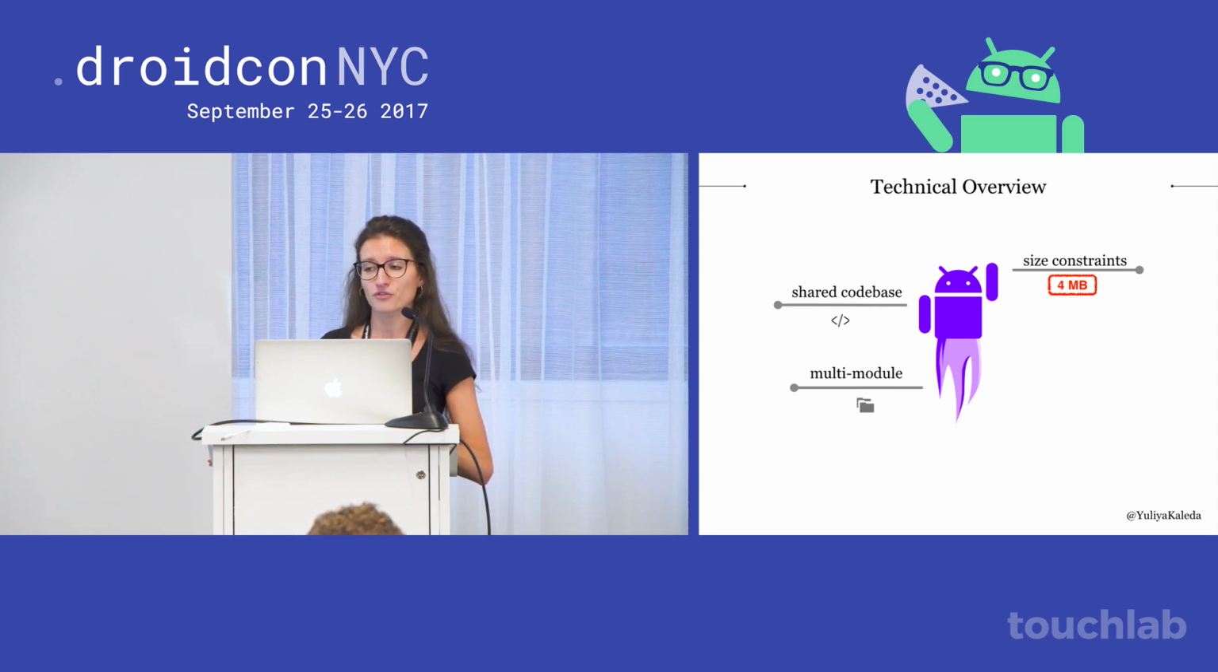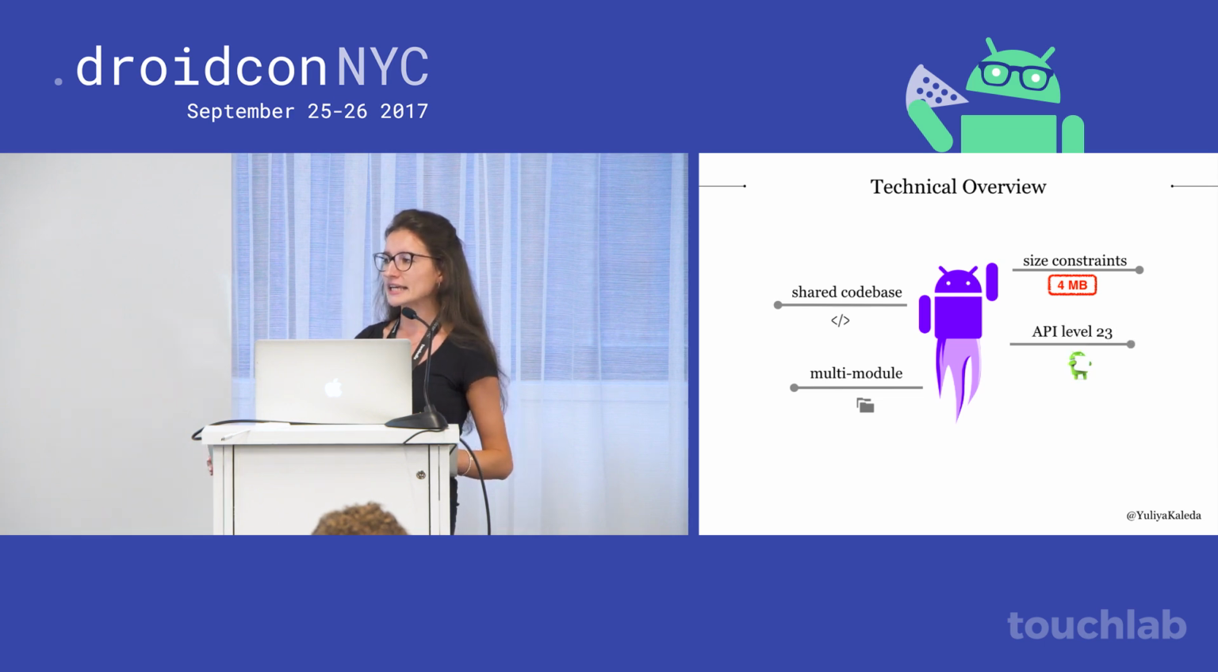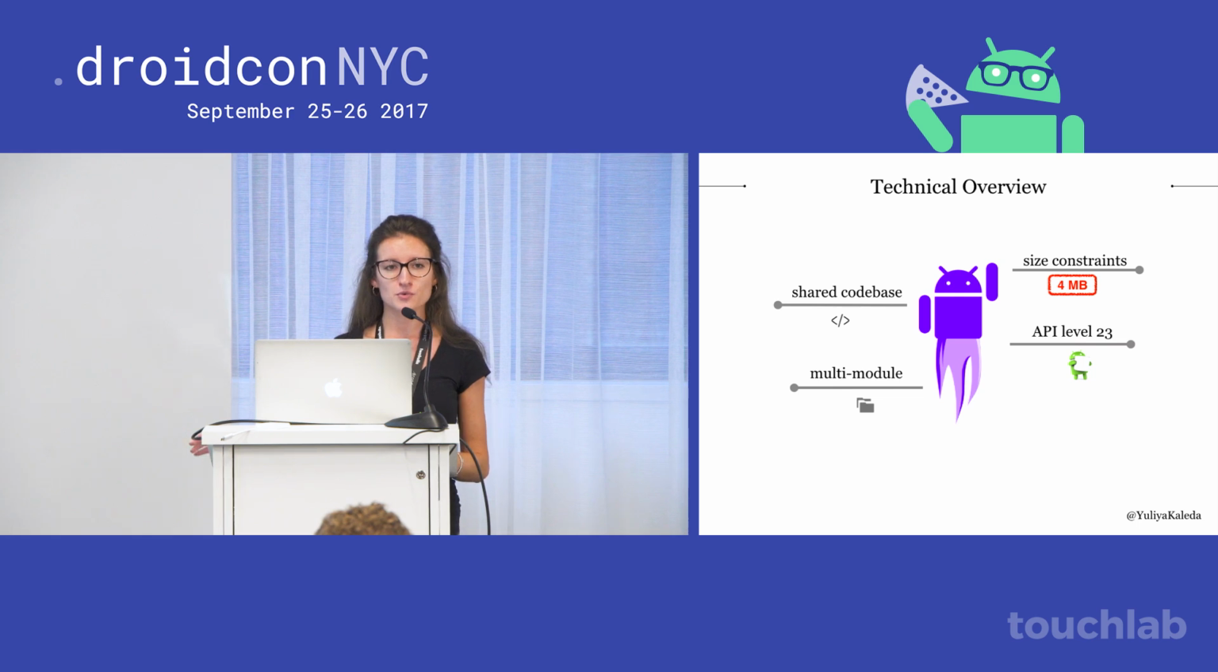So that 4 megabyte size limit is not really a magical number. We were able to slim down our application from 17 megabytes to a little bit less than 4 megabytes. And I will definitely provide some practical tips on how you can do this in the later slides. Currently, Instant Apps are supported on API level 23 and up. Google is working to support Instant Apps on lower level APIs.